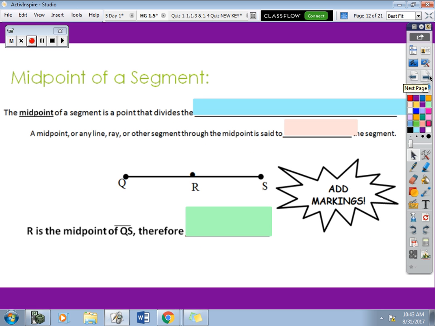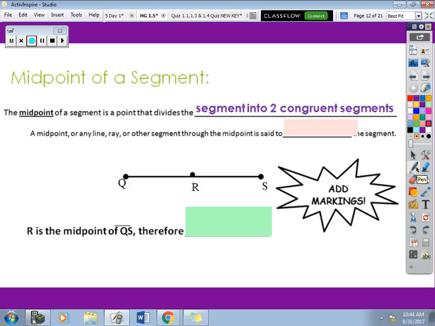All right, the other type of problem we'll see is a midpoint problem. What do you think the midpoint is? Yeah? A point in the middle, okay? So it is a point in the middle. Now, the formal definition is the midpoint of a segment is a point that divides the segment into 2 congruent segments. That's what the formal definition is. But you are correct, it is a point in the middle.